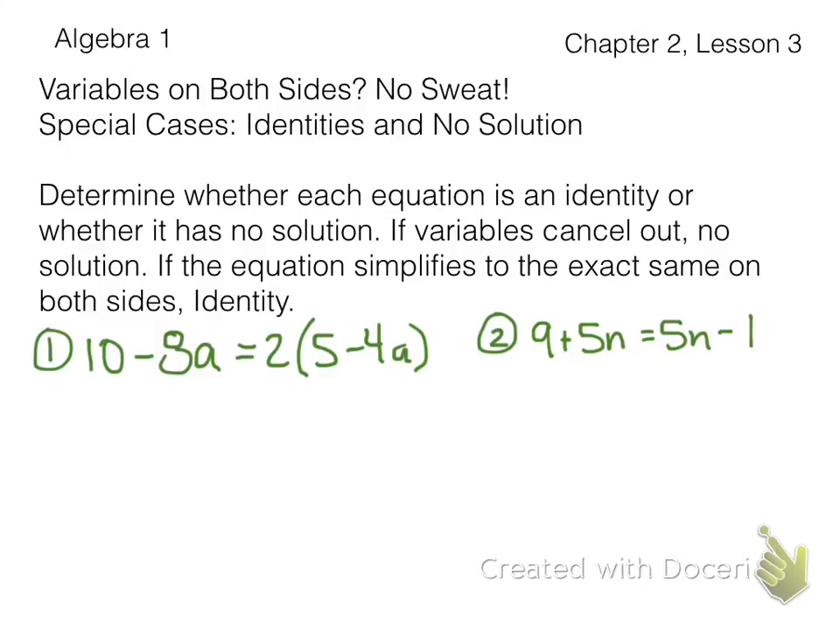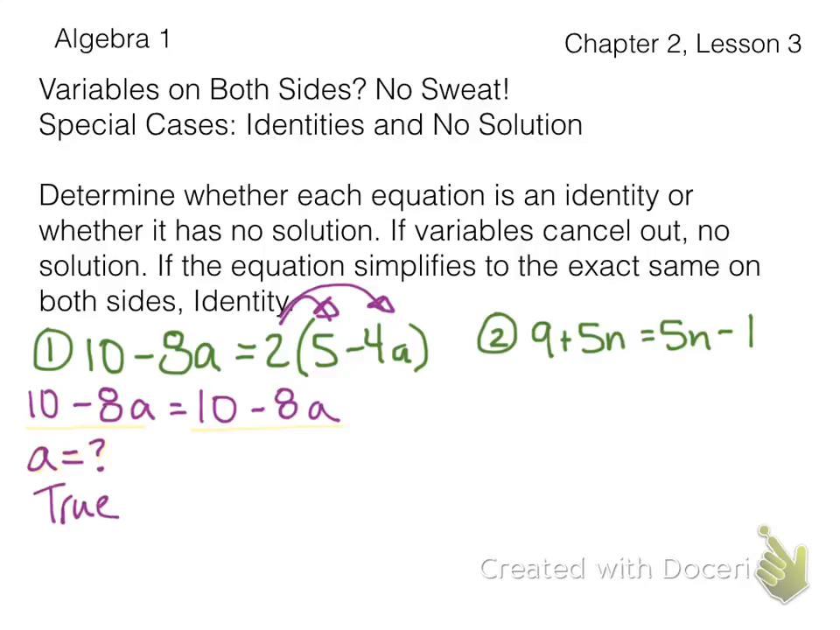Okay, so let's do the first one. I'm going to distribute. So 2 times 5 minus 2 times 4 times a. So it's 10 minus 8a is equal to 10 minus 8a. I can add the opposite, but actually, even if I don't, it's exactly the same. This side is exactly the same as this side. 10 minus 8a, 10 minus 8a, which means no matter what I plug in for a, it's going to be true.